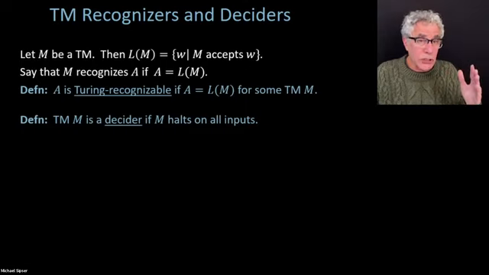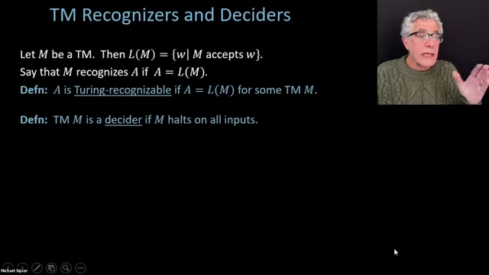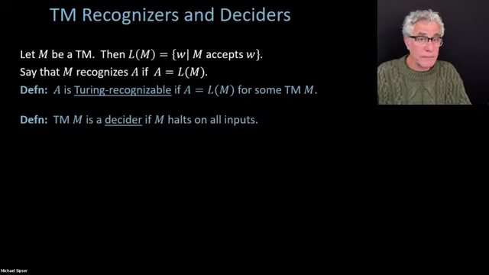So it has made a decision of accepting or rejecting at the point in which it has halted. So we'll say a machine is a decider if it always halts on every input. So for every W you feed in, the machine is eventually going to come to a Q accept or a Q reject. We call such a machine a decider.